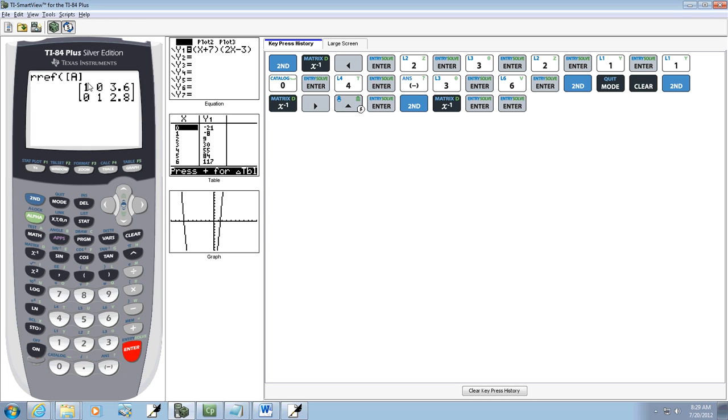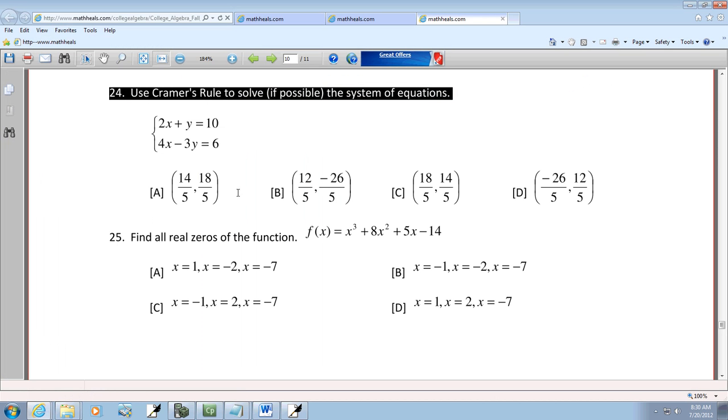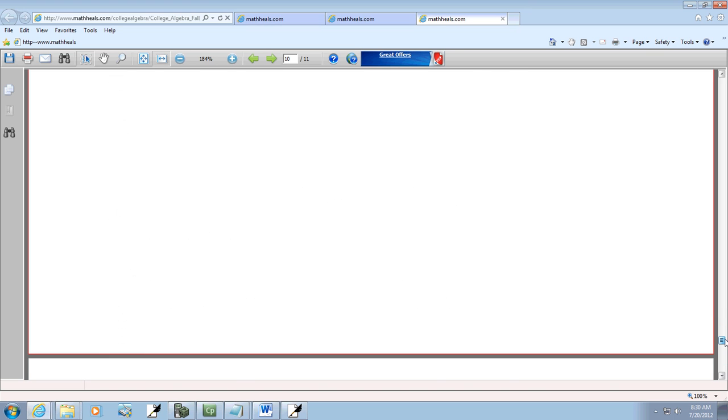Now, if it's 2 equations, 2 variables, you look at your first 2 by 2 and see if it's a diagonal of 1s and 0s everywhere else. If it is, that means it worked. Well, this one worked. But we got decimals, but we can always change decimals by doing math, enter. And we get 18 fifths and 14 fifths. 18 fifths, 14 fifths would be C. So our answer is 24C. And that checks.